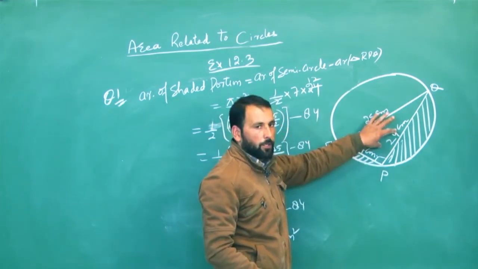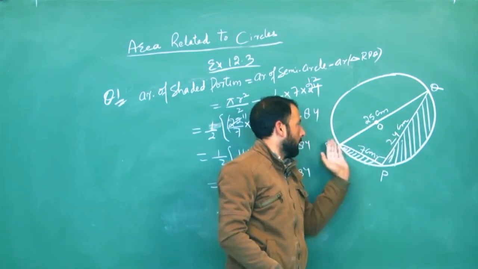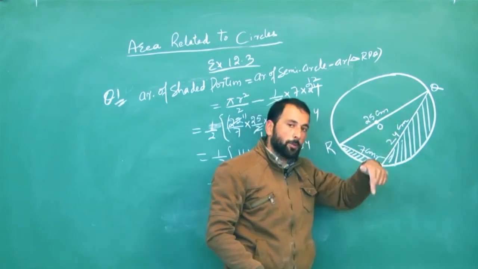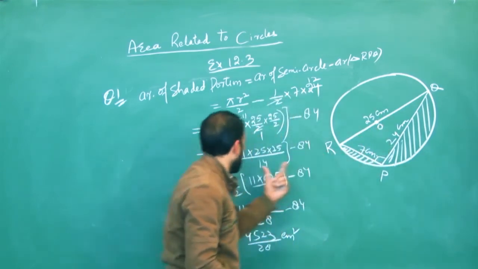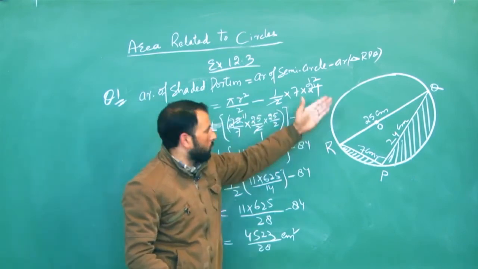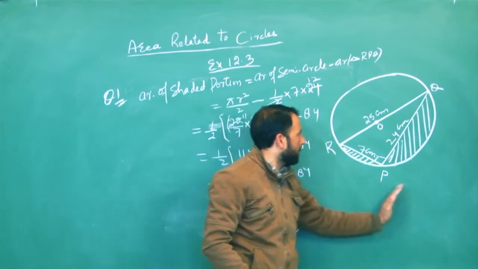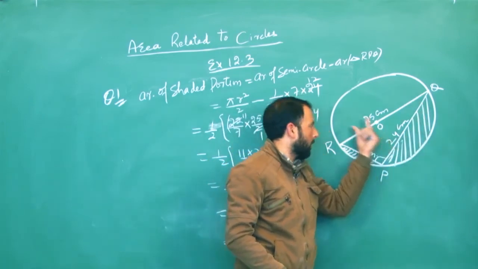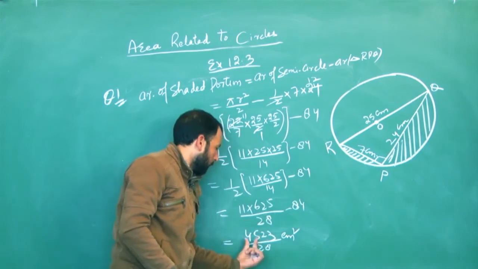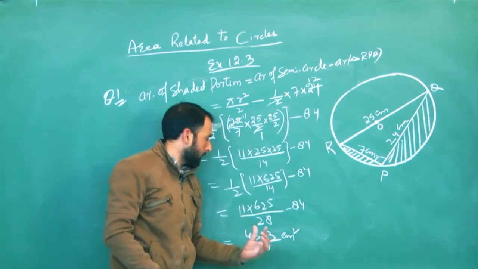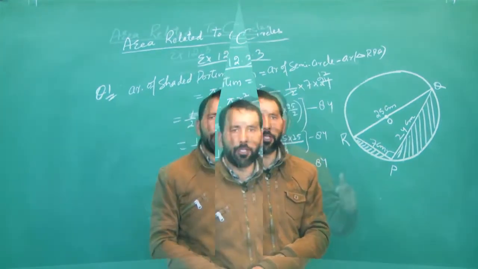If we have a right angle triangle, we can use Pythagoras Theorem to find its hypotenuse, that is RQ. It is the hypotenuse as well as the diameter of this semicircle. After finding the diameter, we can use this formula for the radius, 25 divided by 2, and the area of the shaded region is area of a semicircle minus area of a triangle. After calculating, we get the area of the shaded region is equal to 4523 divided by 28 square centimeter.